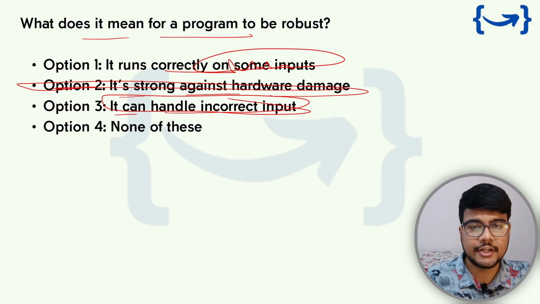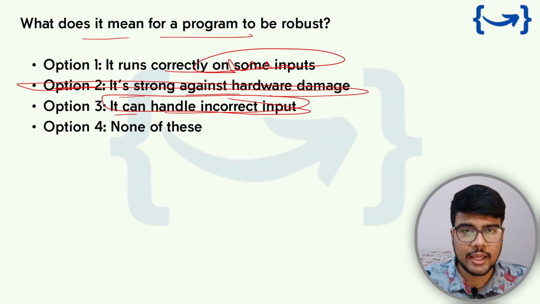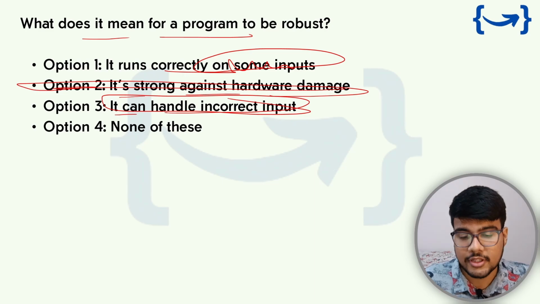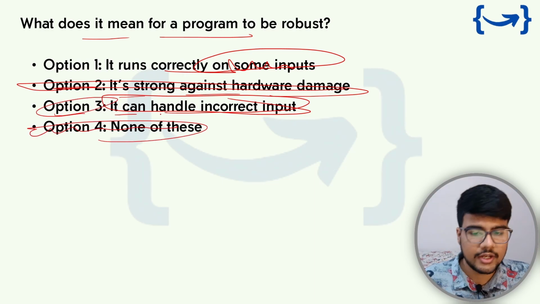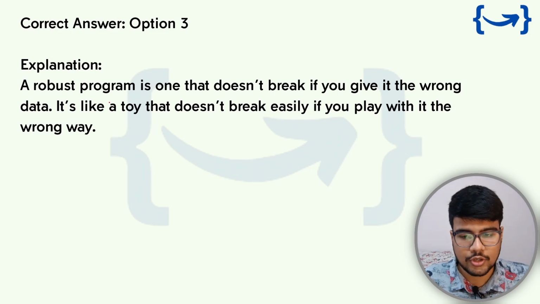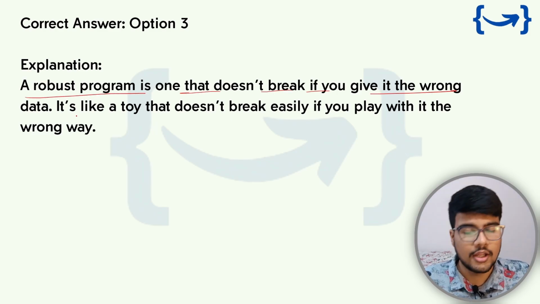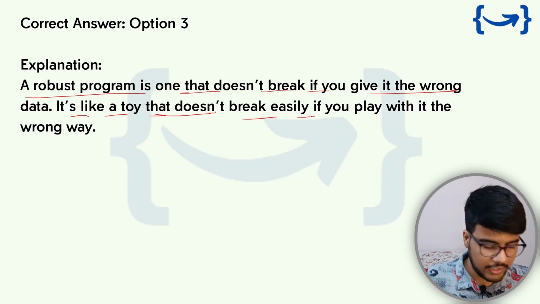Now, this is a trait of a good programmer who takes the input and thinks of the test cases as well. Okay, what if instead of putting his name, he started putting his phone number or stuff? It may be the case. And none of these options? So this is not the case. Option 3 is the right option, where it can handle the incorrect input. A robust program is one that doesn't break if you give it wrong data. So try catch. It's like a toy that doesn't break easily even if you play with it the wrong way.